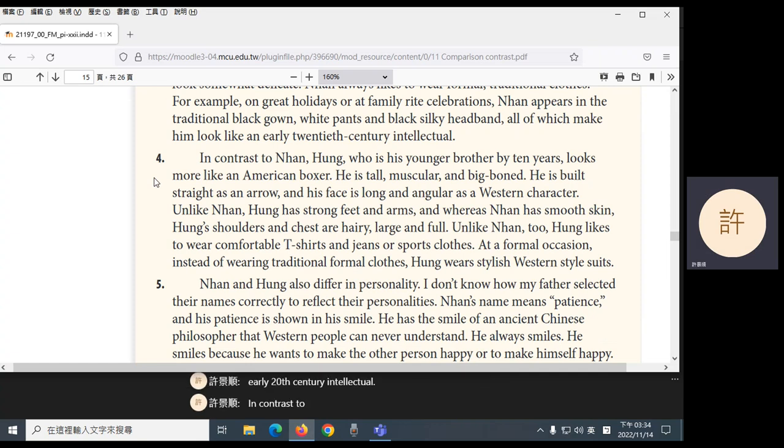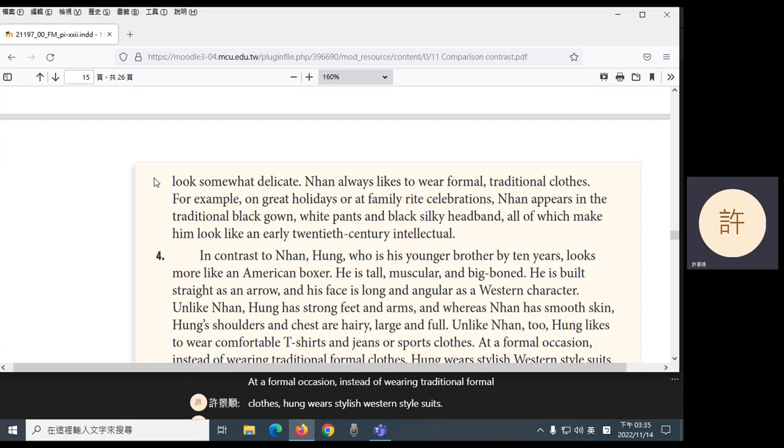In contrast to Nan, so there's a comparison, right? "Unlike Nan, Hung, who is his younger brother by 10 years, looks more like an American boxer. He is tall, muscular," which means he has a lot of muscles, 很多肌肉, "and big boned. He is built straight as an arrow, and his face is long and angular as a Western character. Unlike Nan, Hung has strong feet and arms. And whereas Nan has smooth skin, Hung's shoulders and chest are hairy, large, and full. Unlike Nan too, Hung likes to wear comfortable t-shirts and jeans or sports clothes. At a formal occasion, instead of wearing traditional formal clothes, Hung wears stylish Western-style suits."